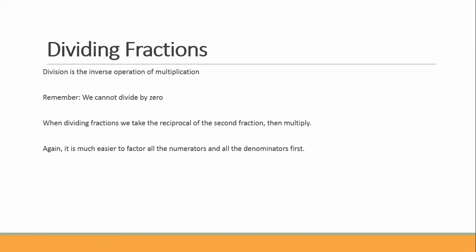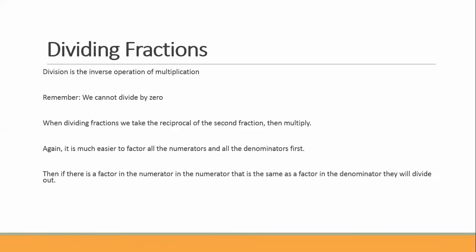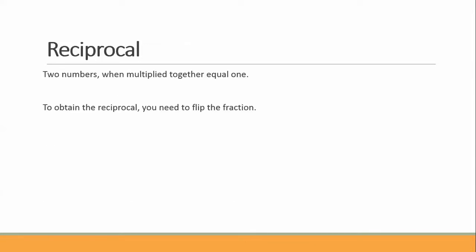Again, just like with multiplication, it's much easier to factor all the numerators and all the denominators first and divide out any common factors and then do your division. Then if there is a factor in the numerator and denominator, divide it out. And again, this way you won't get really large numbers that you need to reduce.